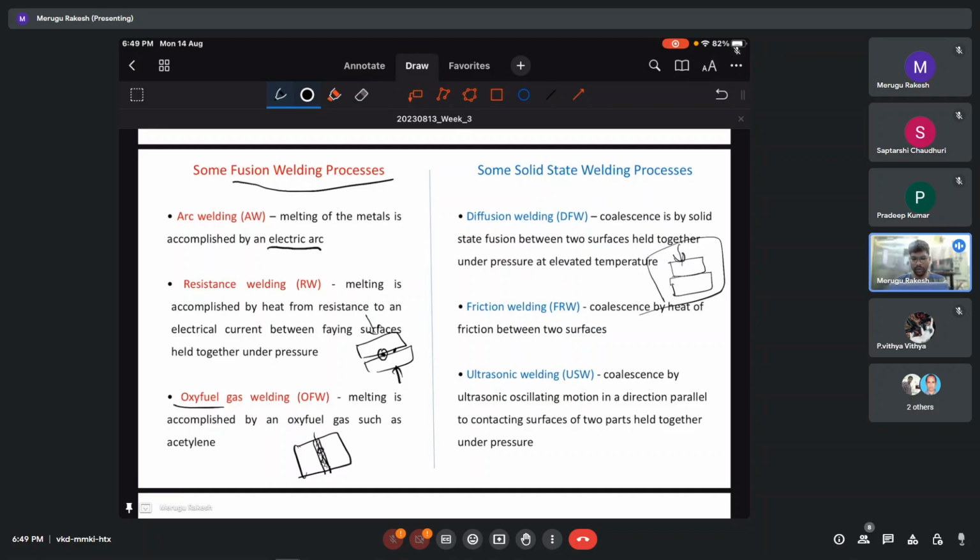So we are using pressure as well as high elevated temperature. There will be no actual melting happening, but due to the pressure and elevated temperature, the bond is established between the surfaces.